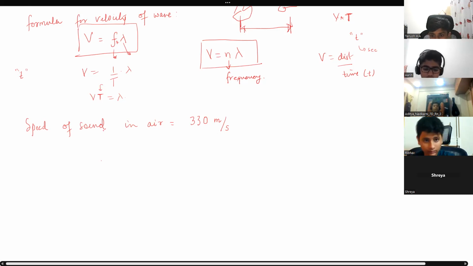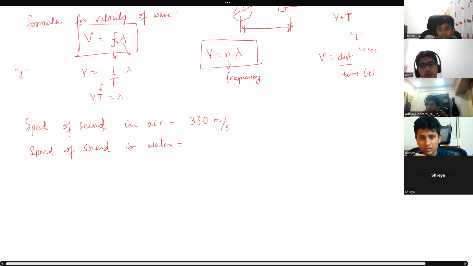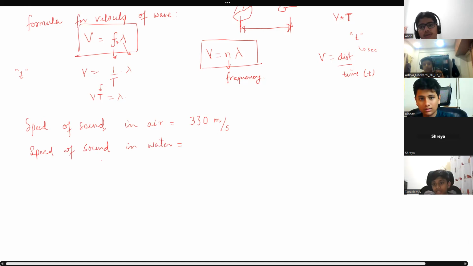Then speed of sound in water. First, can you guess whether sound will travel faster in water or slower in water? Faster, slower. Slower. Sir, faster.